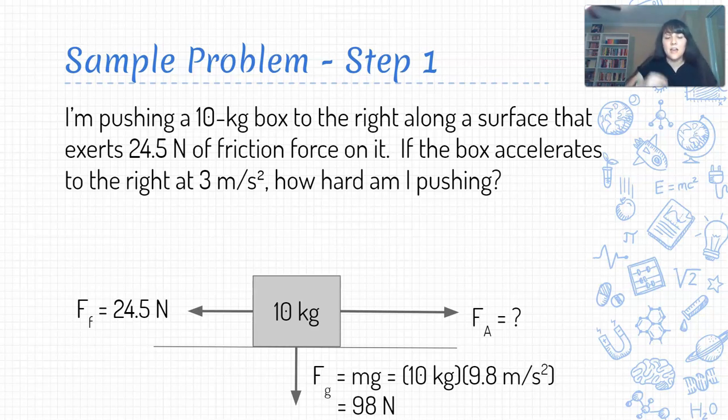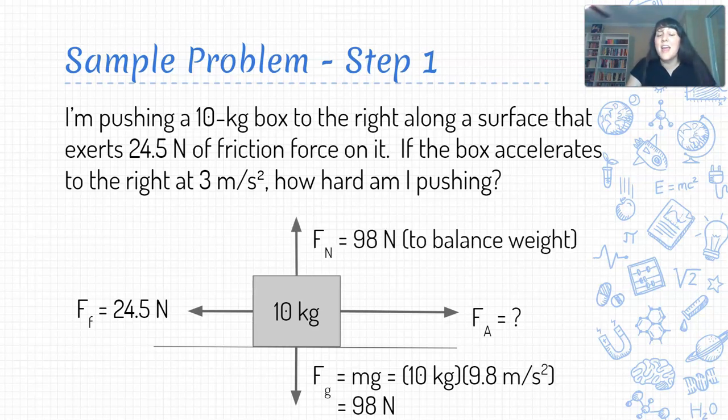And then we've got this downward force, but hopefully our box isn't like plummeting downward. It is in fact staying on the surface, which means that this gravitational force must be getting canceled out by a normal force upward. So if gravity is pulling the box down with 98 newtons of force, the floor is also pushing up with 98 newtons of force to cancel out that weight, to balance it out so that we don't have our box falling down through the floor.